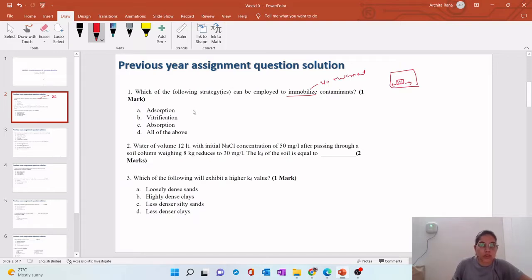First is adsorption. So adsorption cannot help in immobilization. In fact, it will help in mobilization, right? It actually helps in making contaminants move by adsorbing onto the surface of geomaterial. And the same goes for absorption. Now, what is left is vitrification. So vitrification is, in simple terms, conversion into glass.